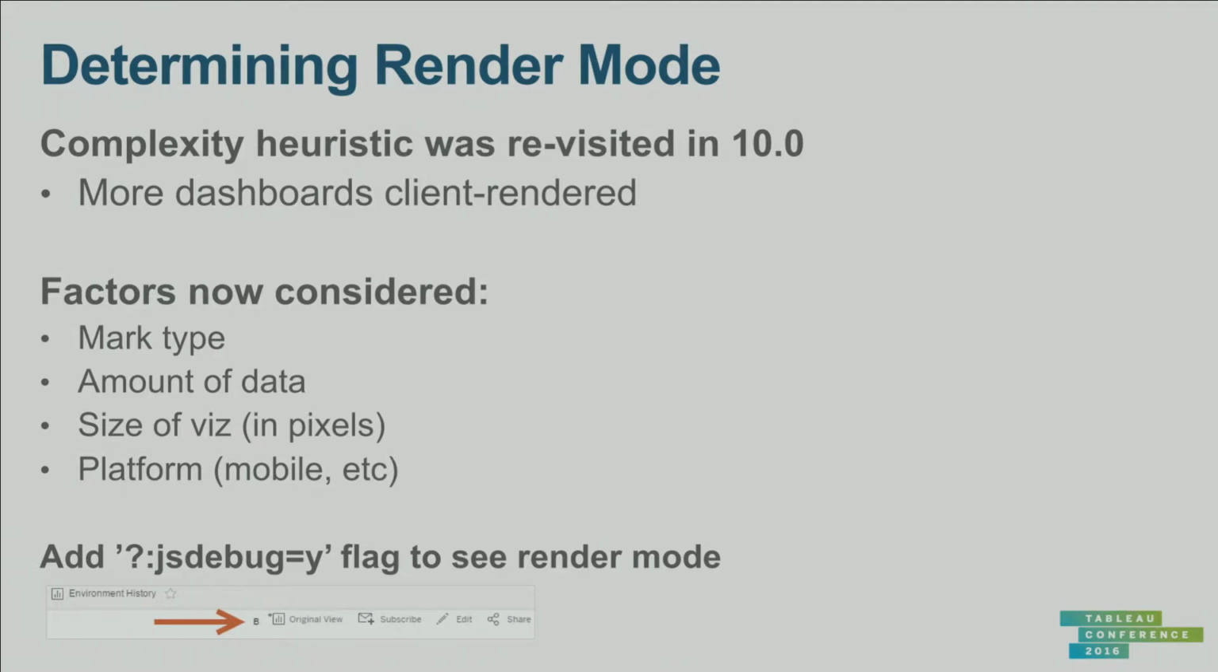As a result, we spent a lot of effort in the 10.0 timeframe revisiting how we determine whether to be client or server rendered. So prior to 10.0, the rule of thumb was about 5,000 marks in your dashboard. If it was greater than 5,000 marks, we'd server render. If it was less, we'd client render. And it was a little more complex than that, but that was a pretty good rule of thumb.